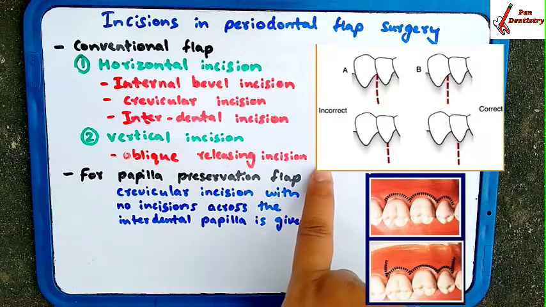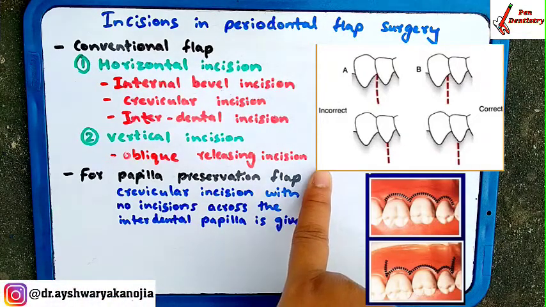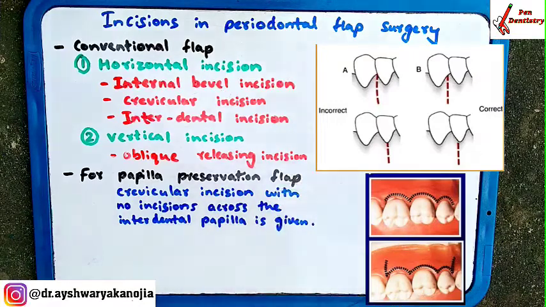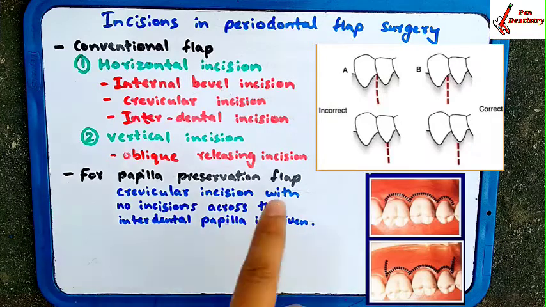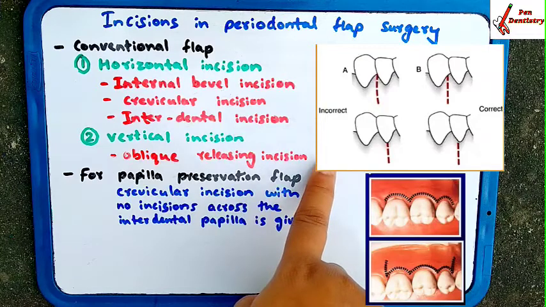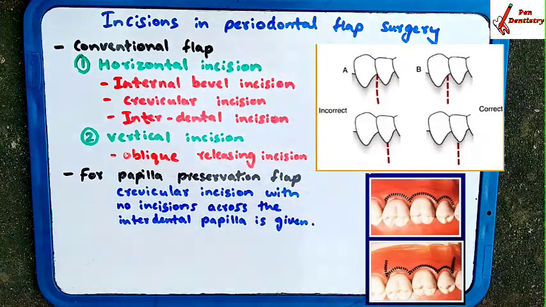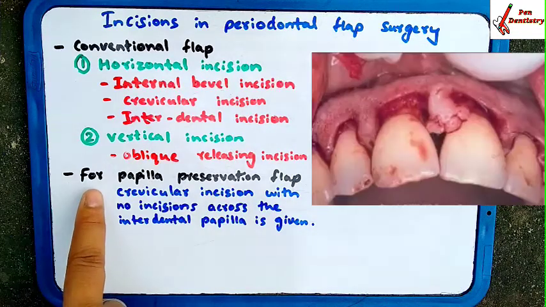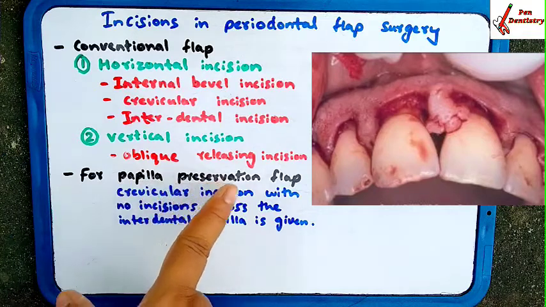It is extending beyond the mucogingival junction for easy displacement of the flap. While doing this oblique releasing incision, we should make it such that it extends beyond the mucogingival junction for the easy displacement of the flap. Okay. Now the last one is the papilla preservation flap.